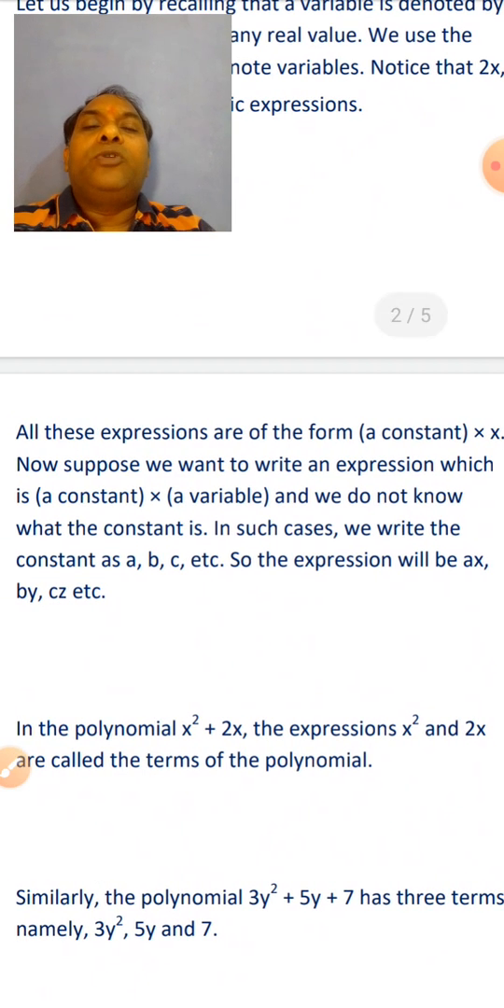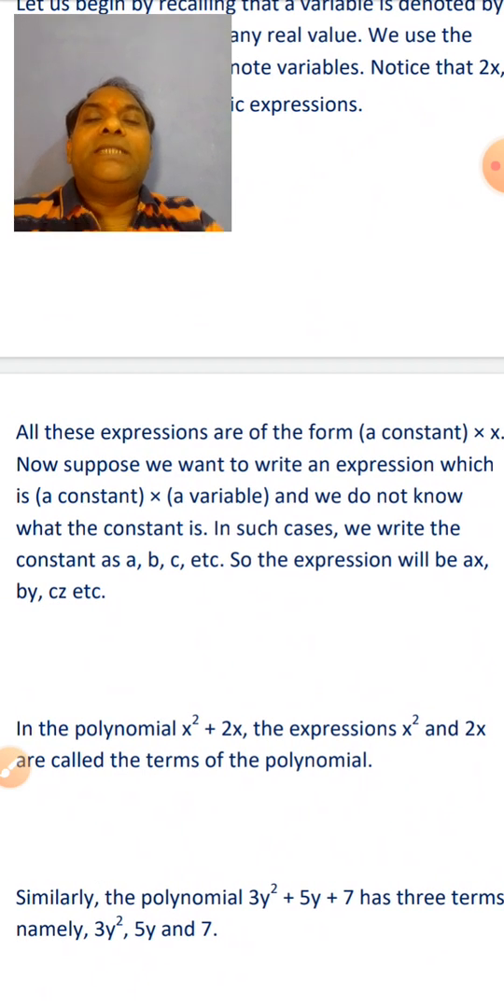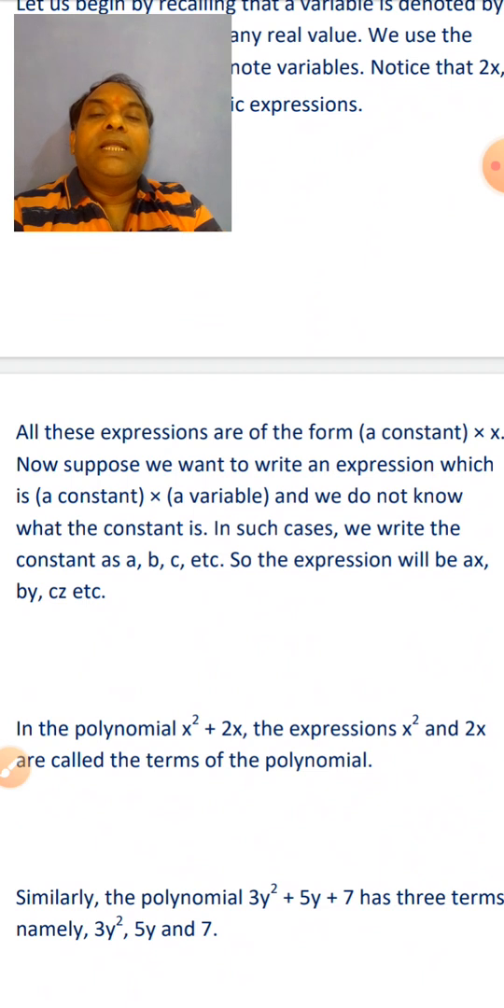Now suppose we want to write an expression which is a constant into a variable, and we do not know what the constant is. In such cases, we write the constant as a, b, c, etc. So the expressions will be ax, by, cz, etc. Clear?